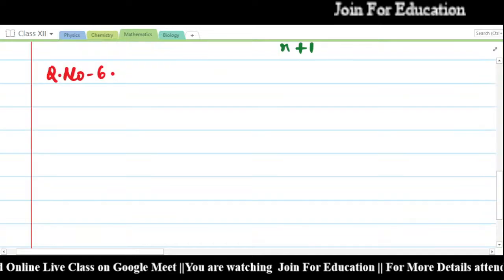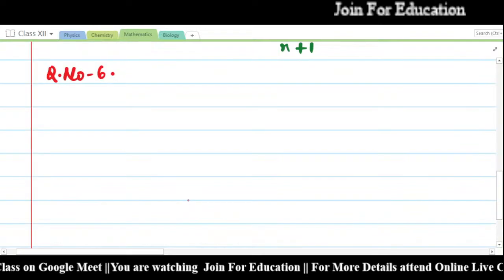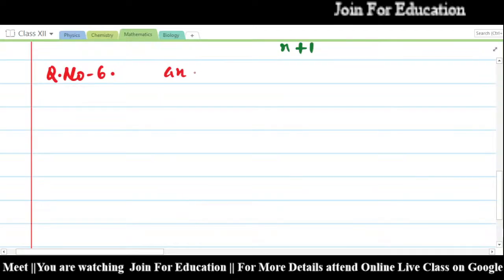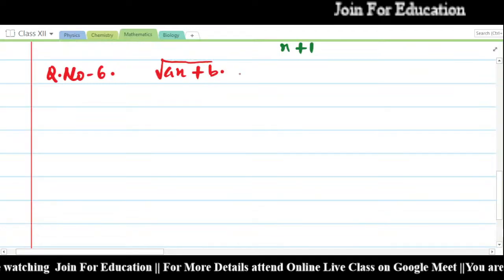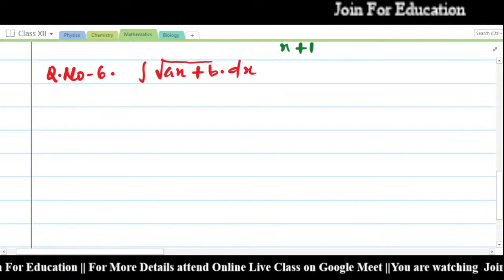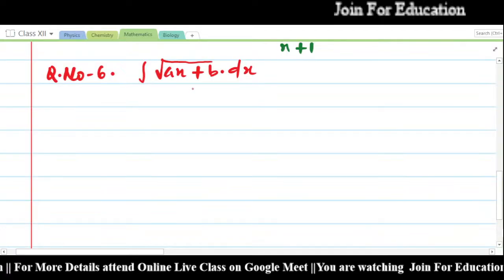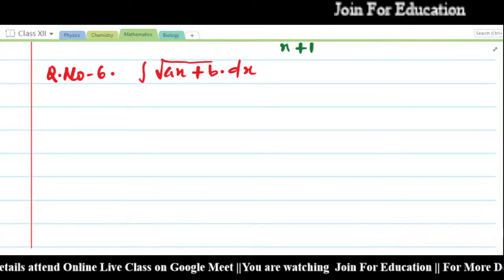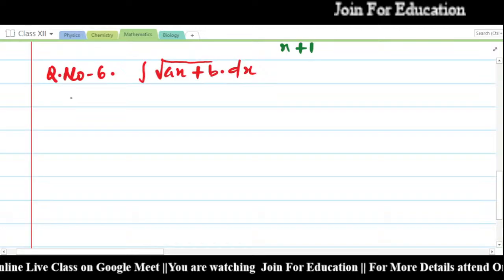Question number 6: integration of the square root of ax plus b into dx. In this question we are asked to find the integration of root of ax plus b into dx. According to the substitution method, let's see the solution.